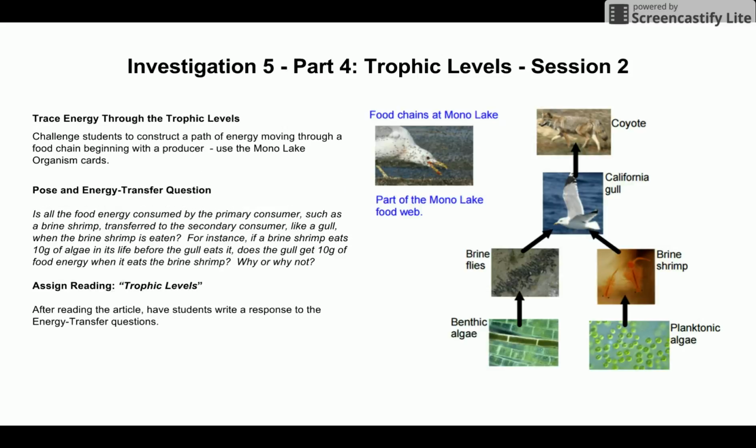Session 2 of Part 4, have students trace energy through the trophic levels. Pose an energy transfer question that they should be able to answer after they have read the article, Trophic Levels.